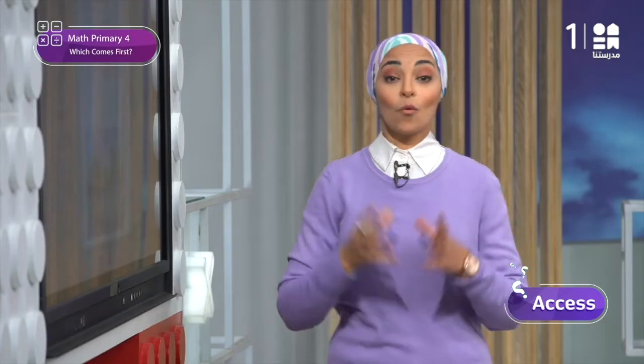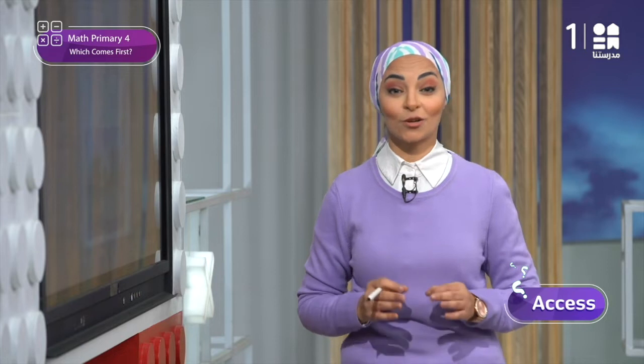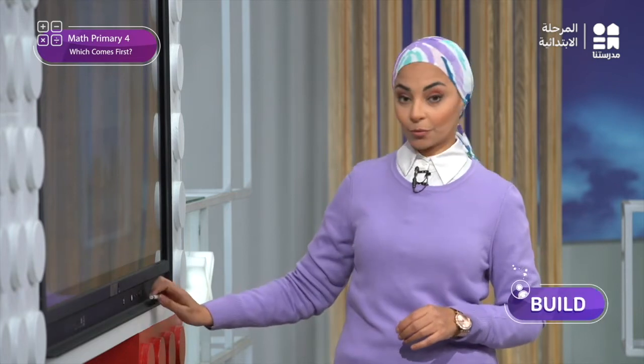Okay, and now all the previous problems had only one operation, multiplication or division. Okay, if the problem has more than one operation, by which operation should we start? Is there a certain order for mathematical operations? We will find out the answer to these questions in build. Now we have two problems to solve. Let's do it all together on the board.